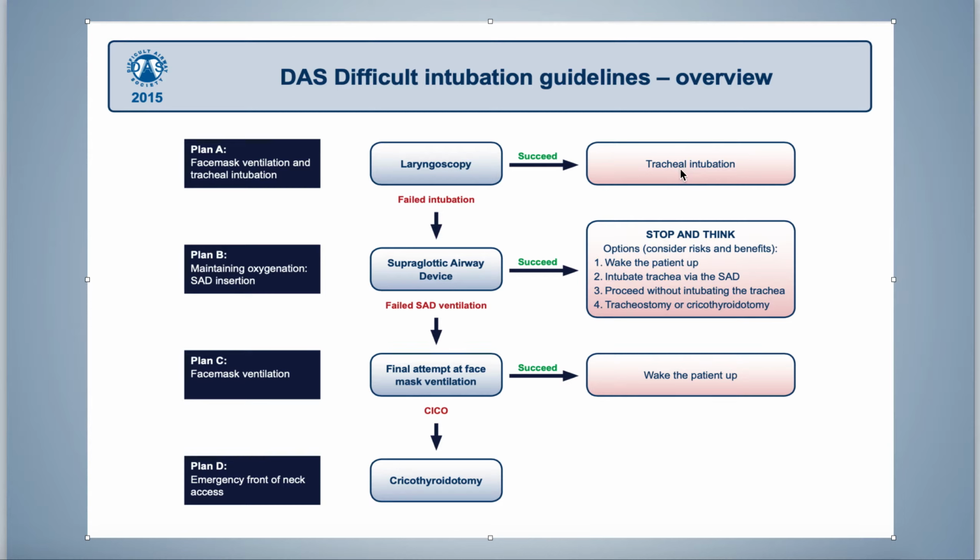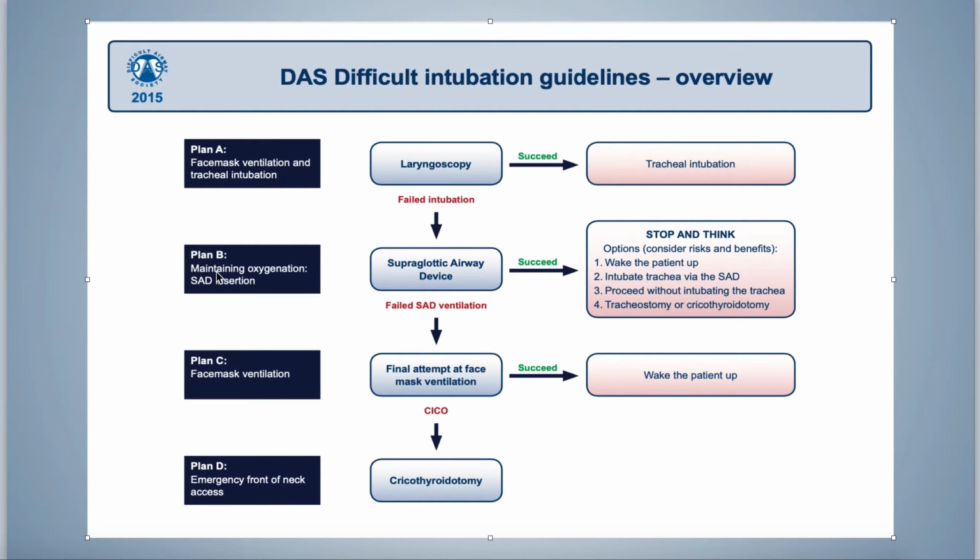Capnography should be the gold standard to confirm the tracheal tube position. If we fail the intubation, this is the question we need to answer: What's next? What should I do? Plan B. You don't have a tube, so at least maintain oxygenation. The patient is going to die from hypoxia, so try to maintain oxygenation.